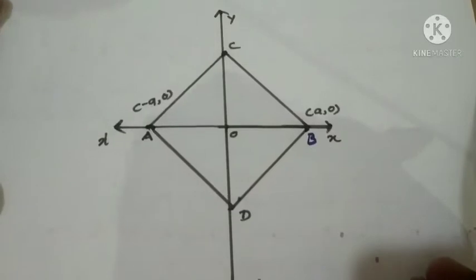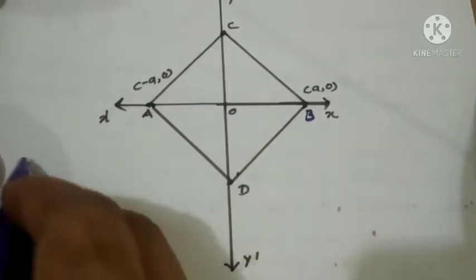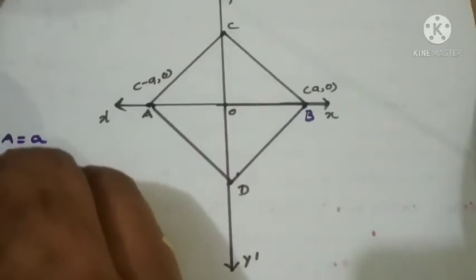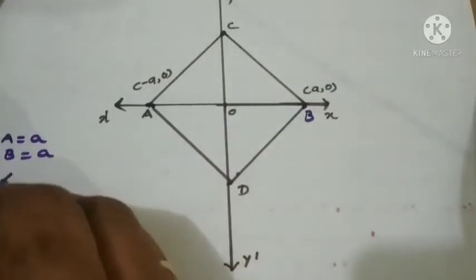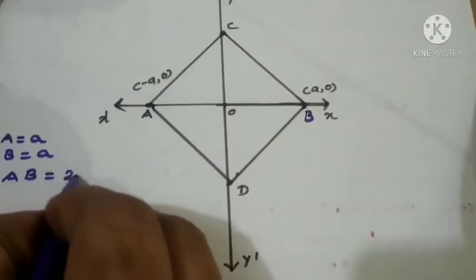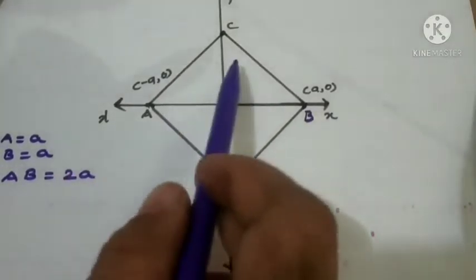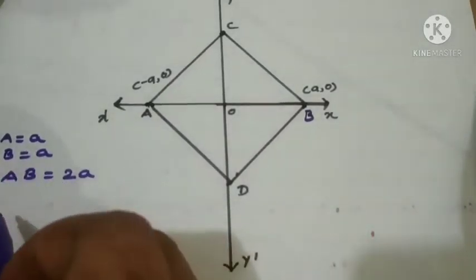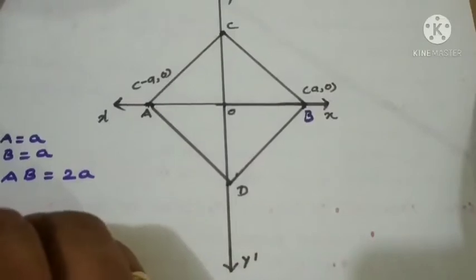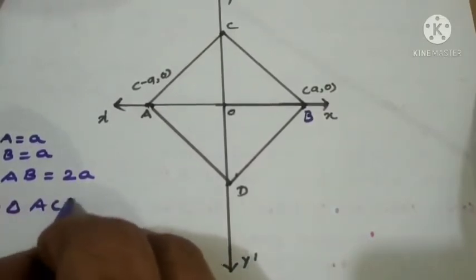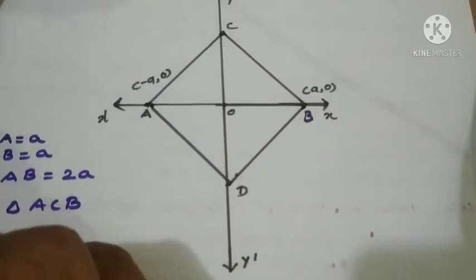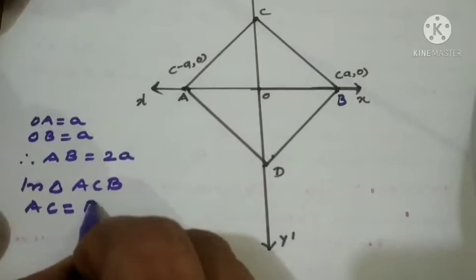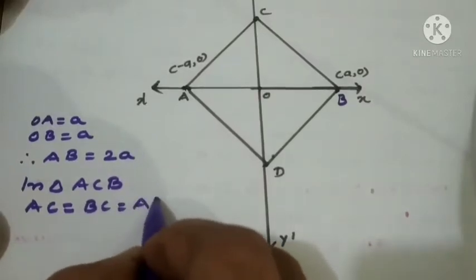Right? So what is the distance of OA? OA equals a, OB equals a, therefore AB equals 2a. Now it is given that ACB as well as ADB are equilateral triangles, right? So taking triangle ACB, what can we write? AC equals BC equals AB equals 2a.